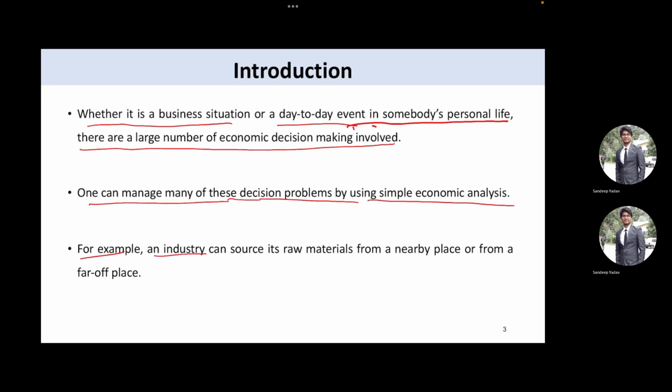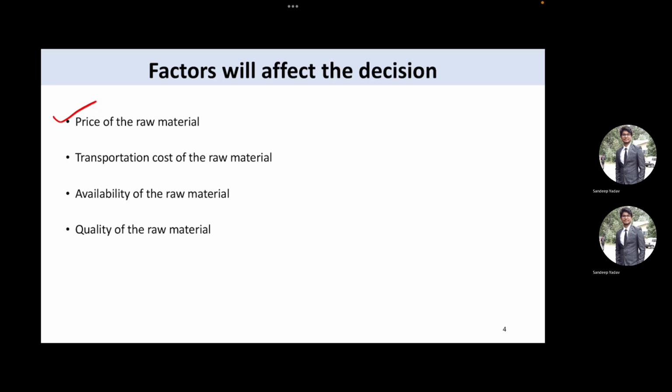For example, an industry can source its raw material from a nearby place or from a far place. So there are options available, like the cheapest cost available and the cheapest transportation available. Then we have to consider which option we should choose. The factors that will affect that decision will be the price of raw material, the transportation cost of raw material, the availability of the raw material, and of course the quality of the raw material. So these are the factors that will affect the decision.